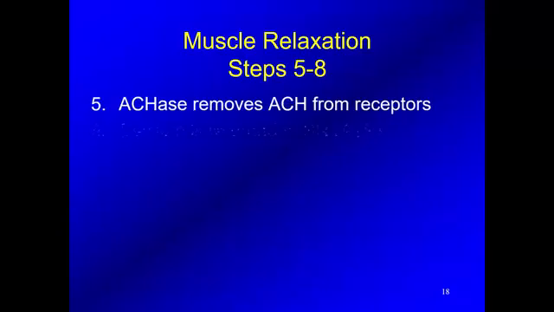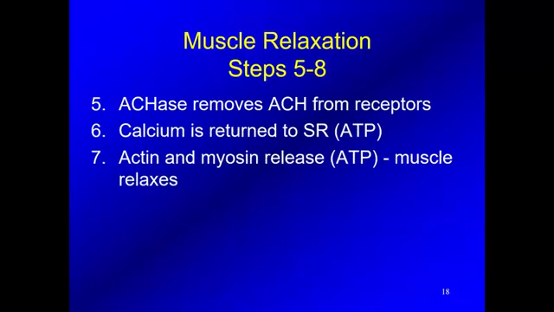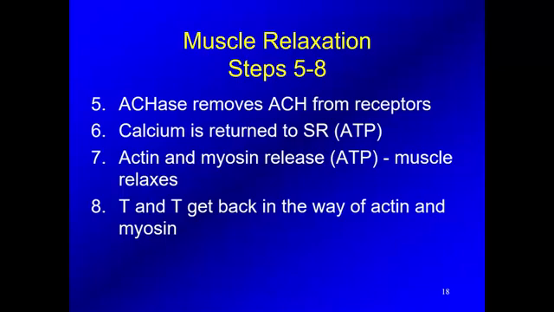Okay, so the steps of muscle relaxation are basically the opposite of the first 4 steps. Acetylcholinesterase removes ACH from the receptors. The calcium is returned via ATP pumps. Actin and myosin release, and the troponin and tropomyosin get right back in the way, and actin and myosin can't bind, and now you have muscle relaxation.